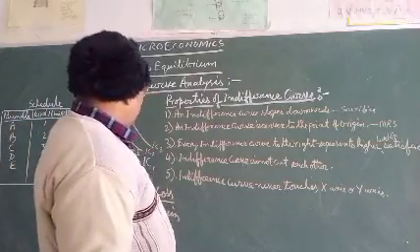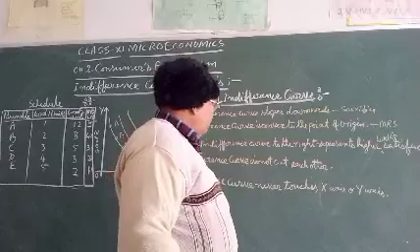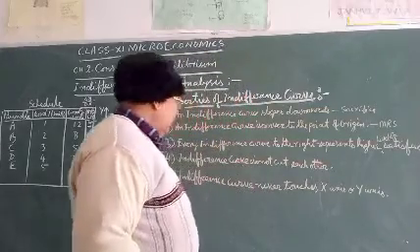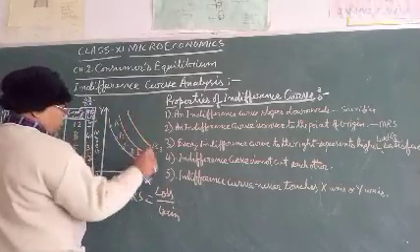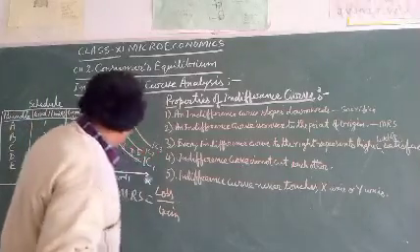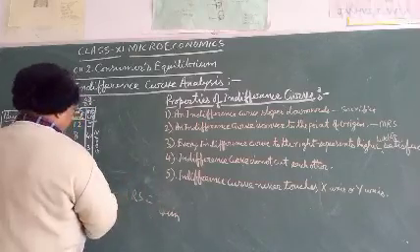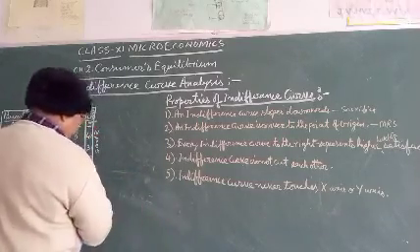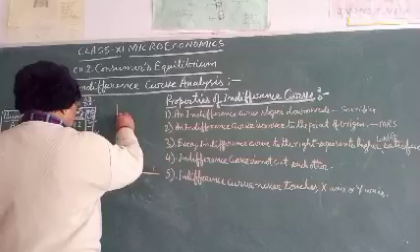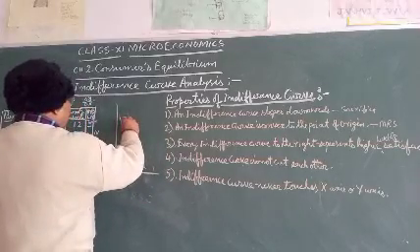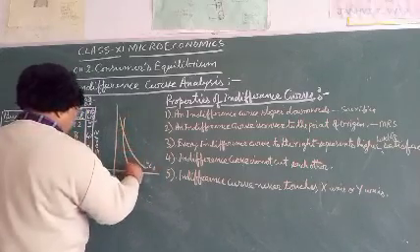So, the next property of indifference curve is that indifference curves do not cut each other. See here, if we prepare this indifference curve graph in this way, this is the indifference curve. This is IC1 and this is IC2.